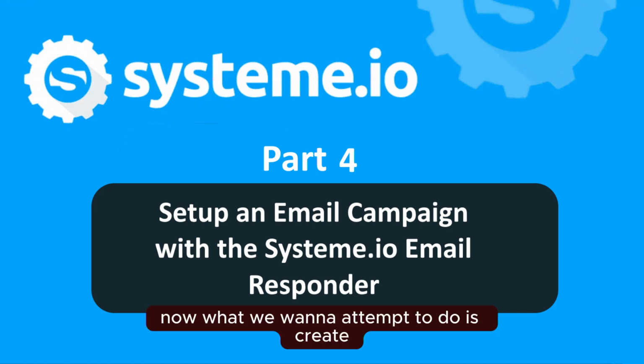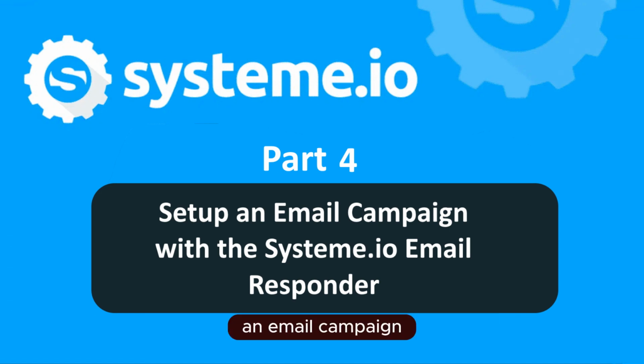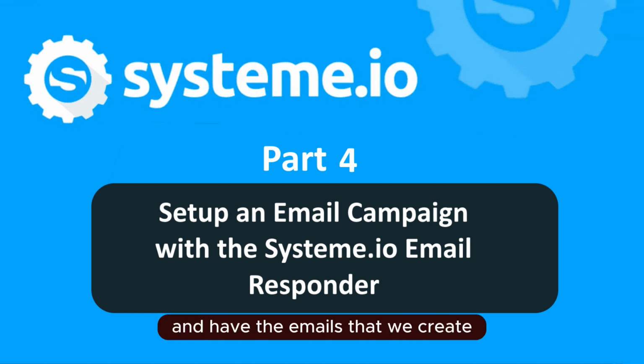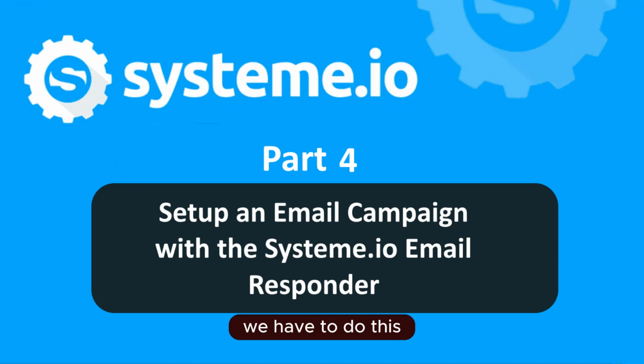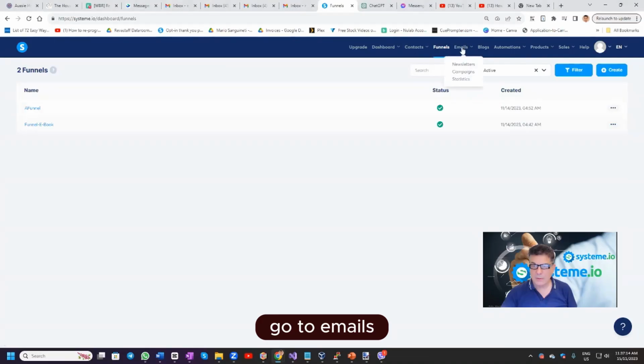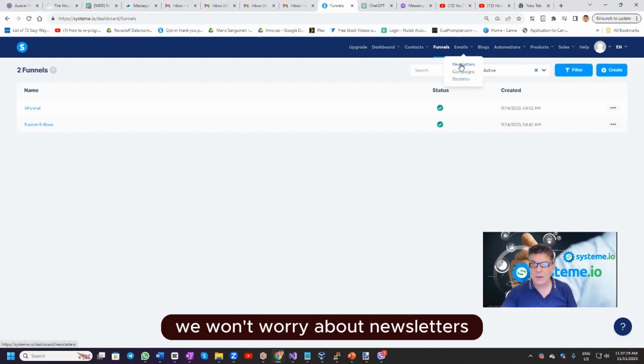Now what we want to attempt to do is create an email campaign and have the emails that we create automatically go out to all the email contacts we have. To do this, we go to emails at the top of the menu. Under emails, we have newsletters, campaigns, and statistics.